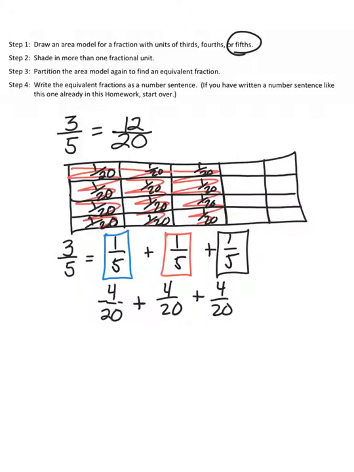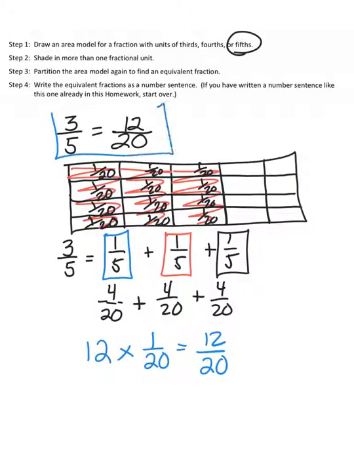Now we're getting to our multiplication sentence. And how many groups of 1/20th do we have? We've got 1, 2, 3, 4, 5, 6, 7, 8, 9, 10, 11, 12. So we've got 12 groups of 1/20ths is equal to 12/20ths. So 3/5 and 12/20ths are equivalent fractions.